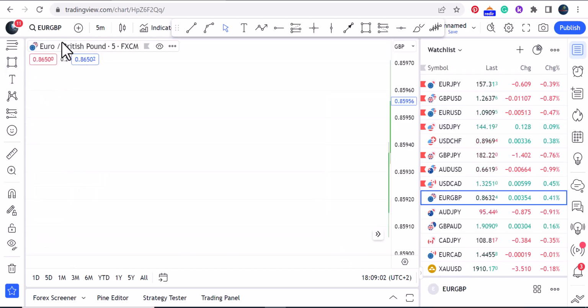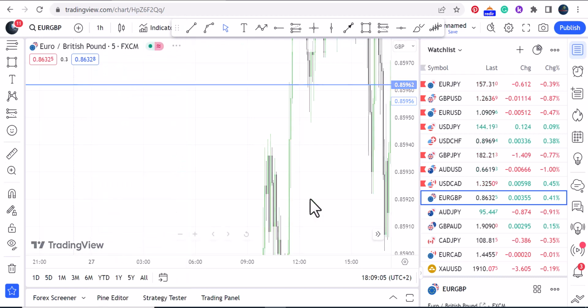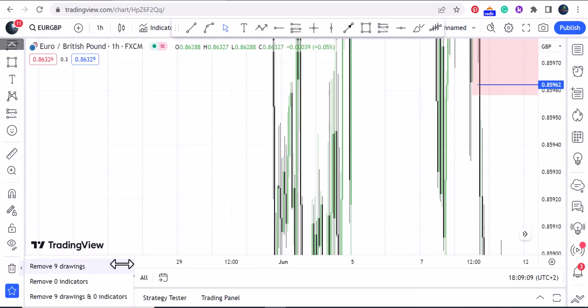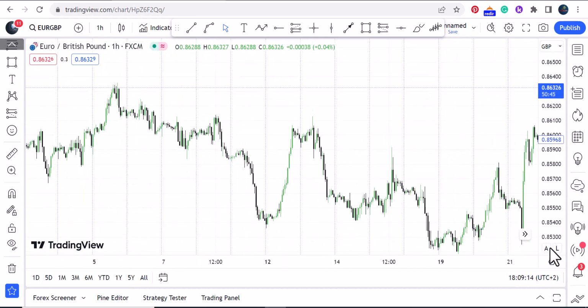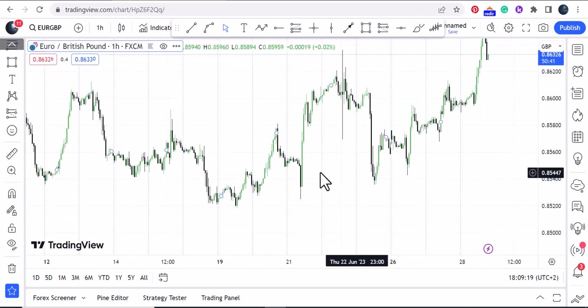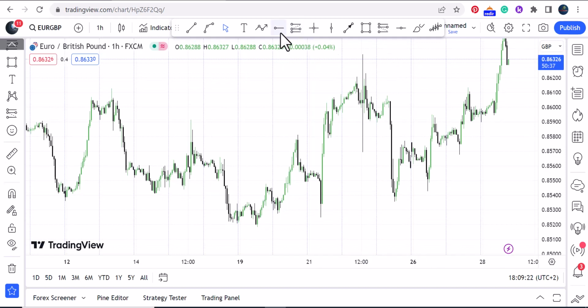So let's look at Euro GBP and see if we can get some trades with this particular strategy on Euro GBP, right? The euro against the pound. This is another pair that is very interesting when it comes to its market structure. Remember, you have to be familiar with the market structures of the different pairs.